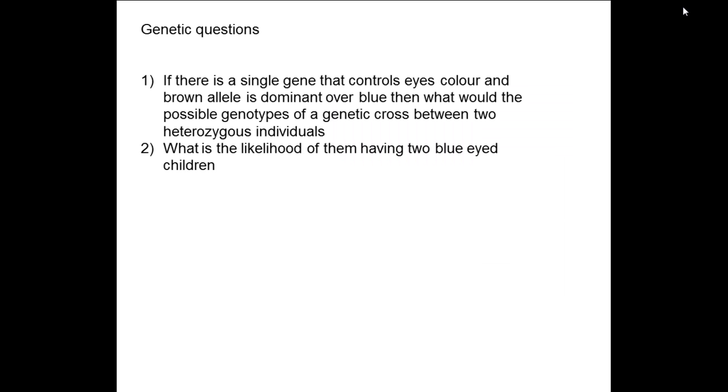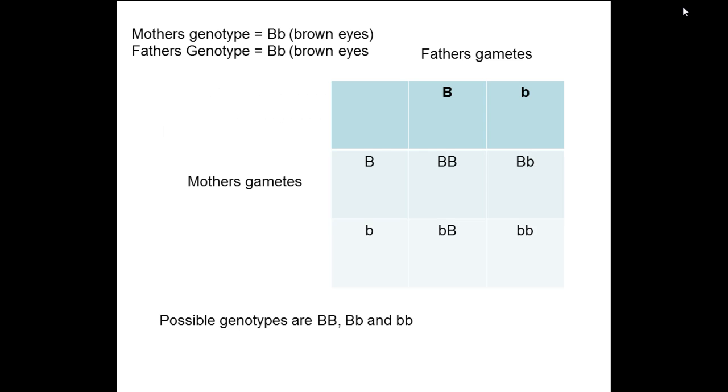So if we go back to the second part, what is the likelihood of them having two blue-eyed children? Looking at the Punnett square here, the likelihood of them having one child who's blue-eyed is 1 in 4, so 1 out of 4. So therefore the chance of them having two blue-eyed children will be 1 in 4 times 1 in 4, which is a 1 in 16 chance. Because 4 times 4 is 16, and therefore it's reasonably unlikely.